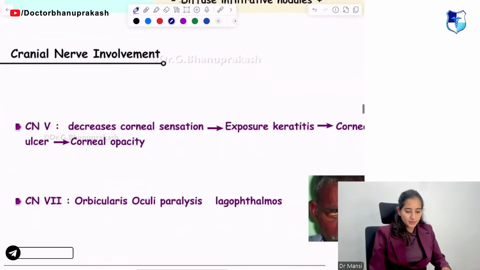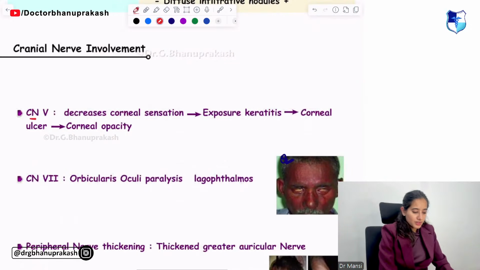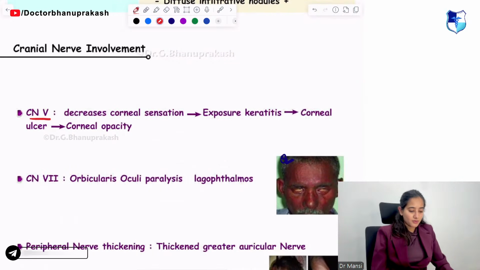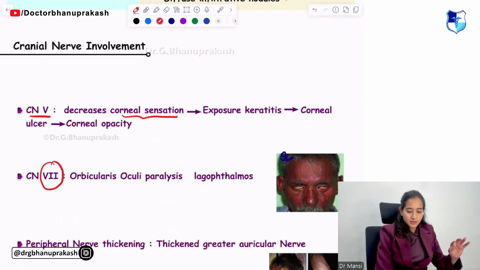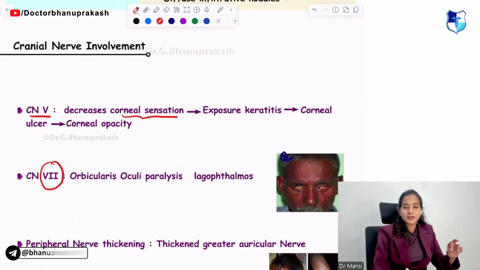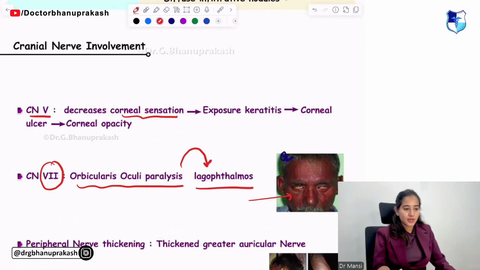Next, we move to the cranial nerve involvement. This image is also important for you. Cranial nerve five, your trigeminal nerve, is involved, which is going to decrease your corneal sensation. And with your facial nerve involvement, cranial nerve number 7, there is orbicularis oculi paralysis. This is going to lead to the condition called lagophthalmos. This picture shows that this man is trying to close his eyelid, but he cannot because of the eye involvement. And this leads to exposure keratitis. Both of these conditions lead to exposure keratitis.